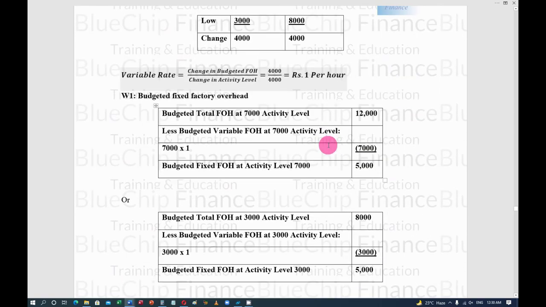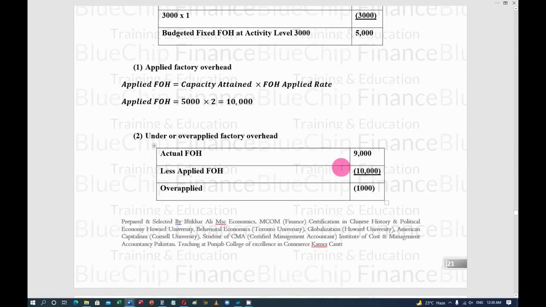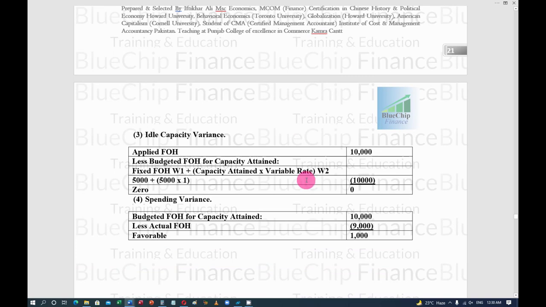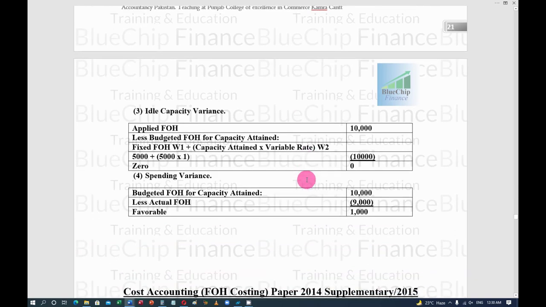So 9,000 minus 10,000 equals minus 1,000, which is over applied. Third requirement is to calculate yield capacity variance. Yield capacity variance is equal to applied FH less budgeted FH for capacity attained.